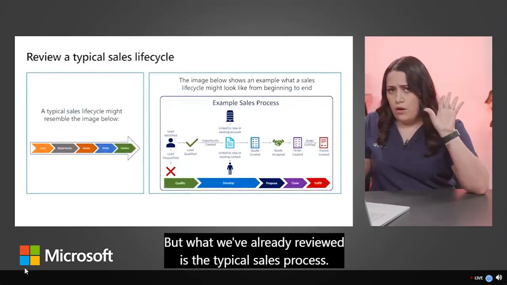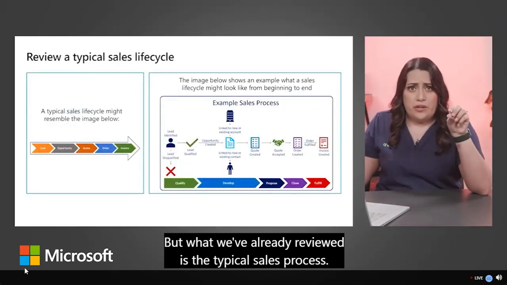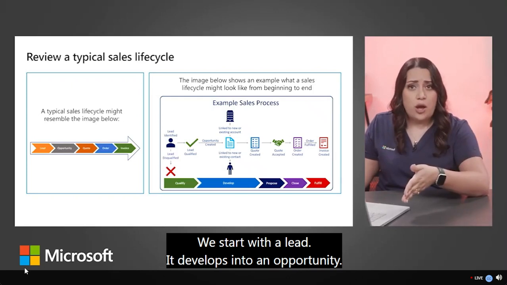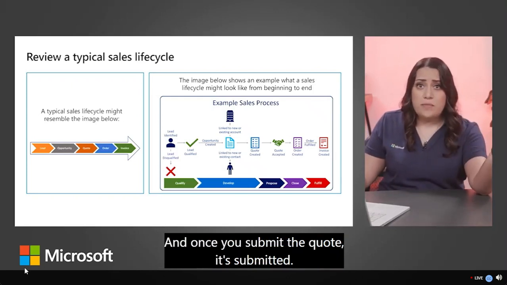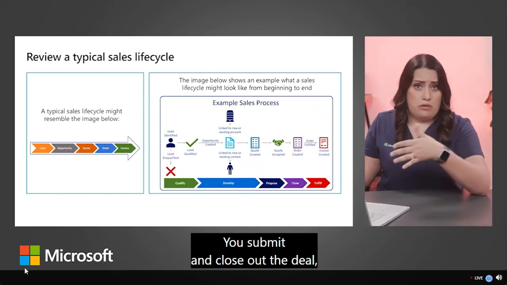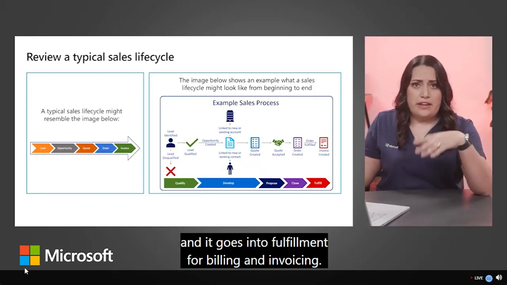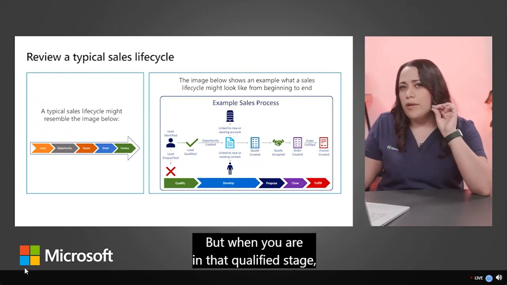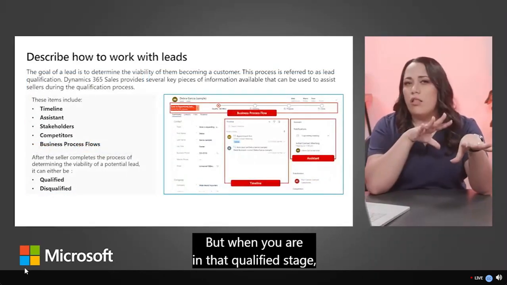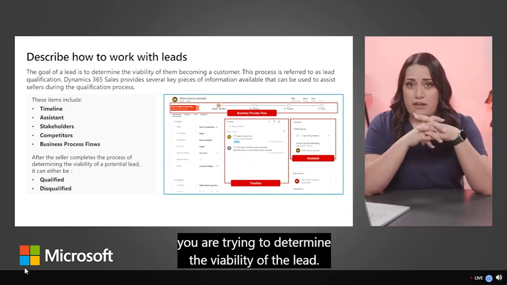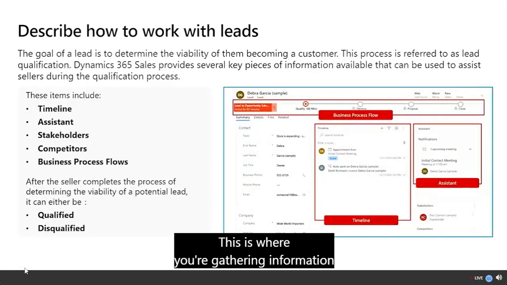But what we've already reviewed is the typical sales process. We start with the lead, it develops into an opportunity, and once you submit the quote, you close out the deal, and it goes into fulfillment for billing and invoicing. But when you are in that qualify stage, you're trying to determine the viability of the lead. This is where you're gathering information about the lead and any related contacts.